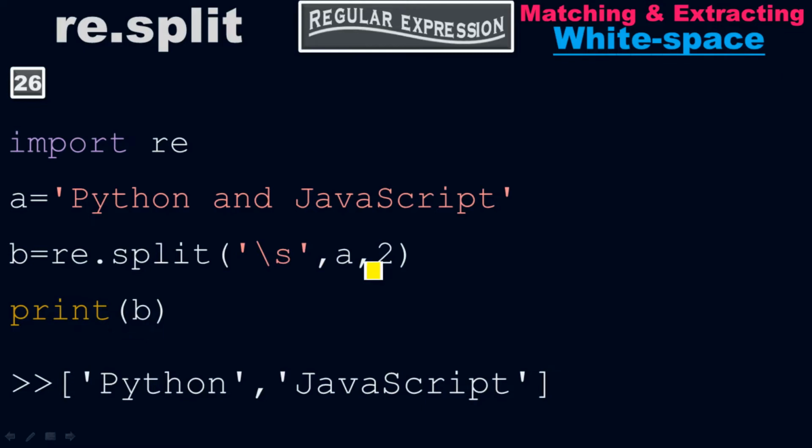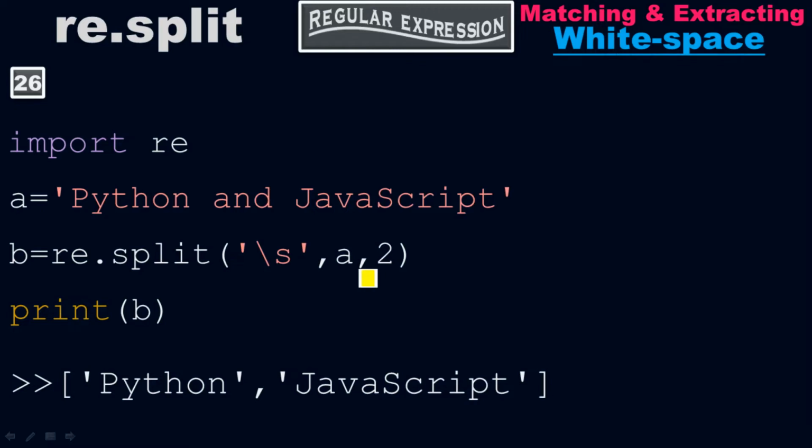Comma 2 means to move two steps ahead for the white space. Remember, we are dealing with the white space. We are concerned with the white space. This regular expression backslash small s is for the white space, and then by using the split function, we escape the white space. So we are dealing with the white space here only. We are not concerned with the Python, and we are not concerned with the JavaScript. We are only dealing with the white space, because this regular expression identifies the white space.